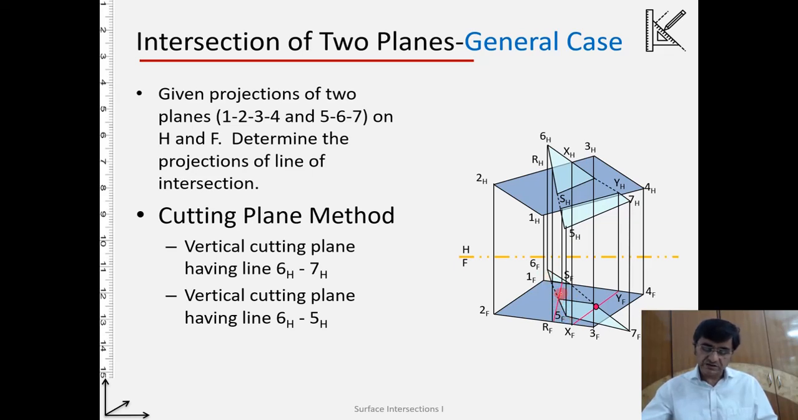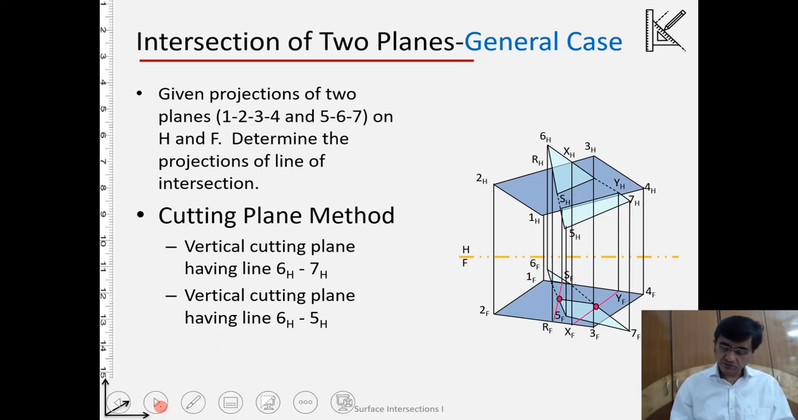Okay, and what we notice here, this projection is intersecting the frontal projection of line 5 6 at this point. So the meaning of this is, because RS lies on the plane 1 2 3 4, and line 5 6 is intersecting this RS at this point, the meaning is line 6 5 is intersecting the plane at this point. Alright, so we can locate the point of intersection. So these are the 2 points where the plane 5 6 7 is intersecting the plane 1 2 3 4. If I join these two, I will get the line of intersection. So that's the line of intersection.